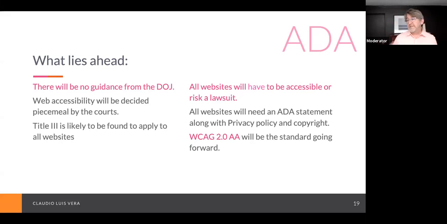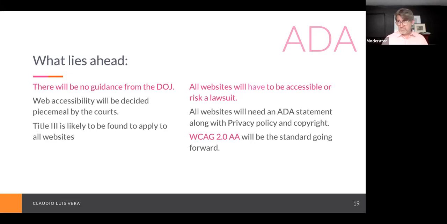So what's happened as a result is that the Department of Justice is giving us no guidance when it comes to how the ADA applies to websites. So it's getting hashed out in the state courts and even more so in the federal courts. And most likely, there's going to be some sort of ruling in the next couple of years from the courts that says that Title III is going to apply to all websites. And for now, you have to be accessible or you're going to risk a lawsuit.